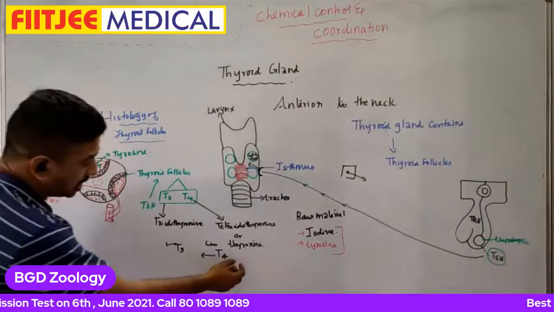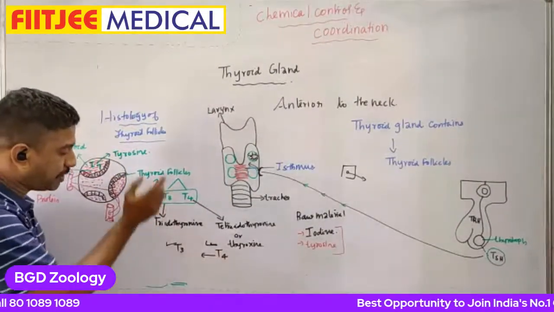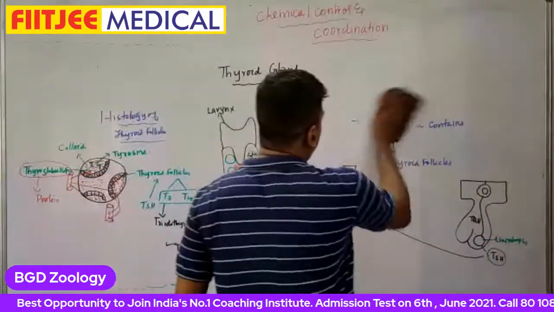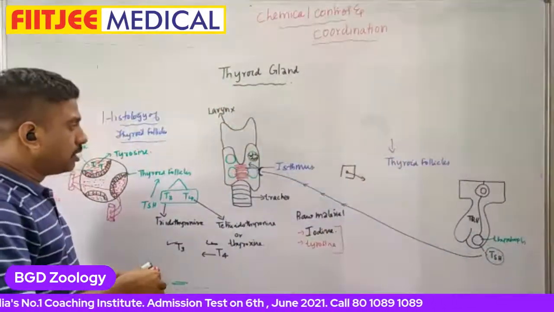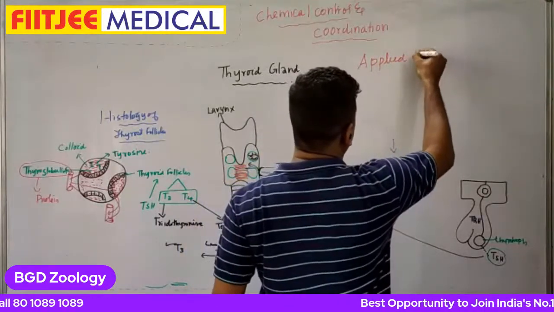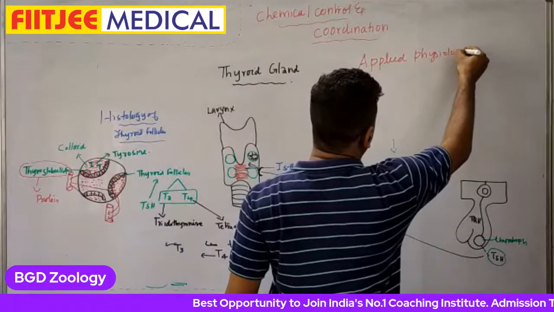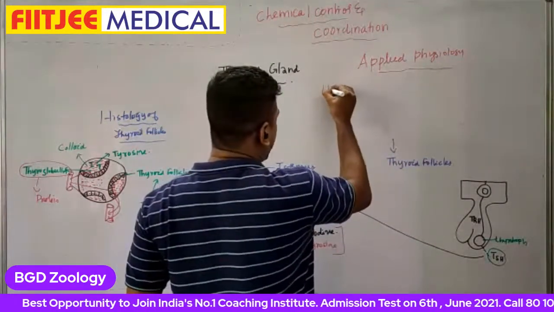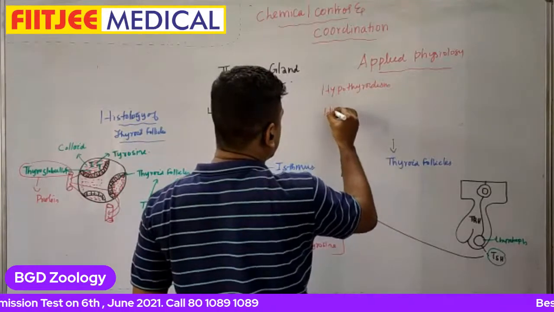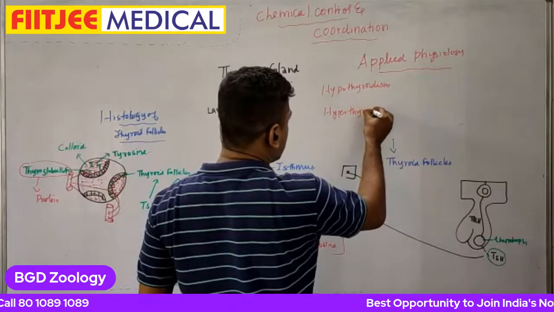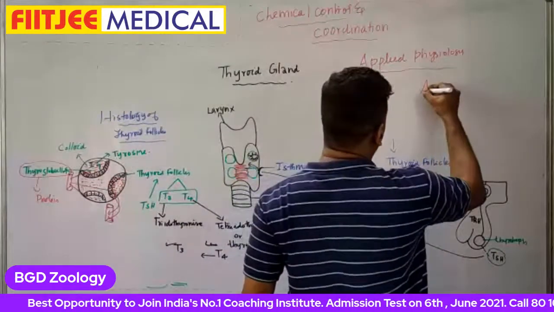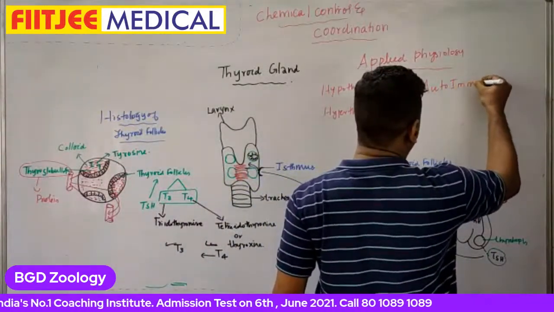And also remember, thyroxine is the less active form, so most of the thyroxine will be converted to T3. Clear, everyone? This much. Now, what we are going to learn is the applied physiology part. What are the applied physiology topics related to the thyroid gland? So listen, hypothyroidism, hyperthyroidism. Then we also have to discuss the autoimmune disorders related to the thyroid gland.